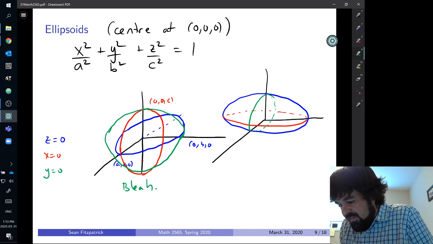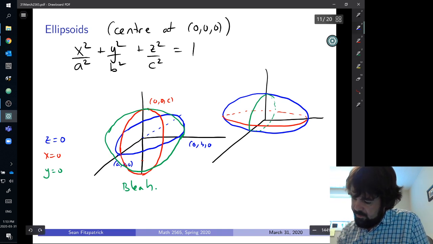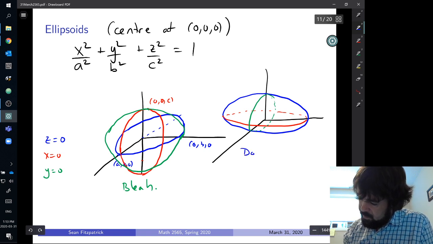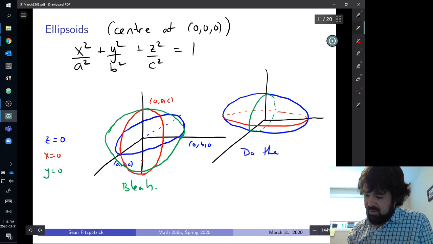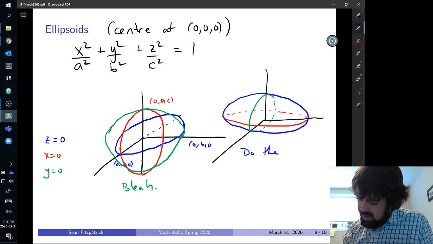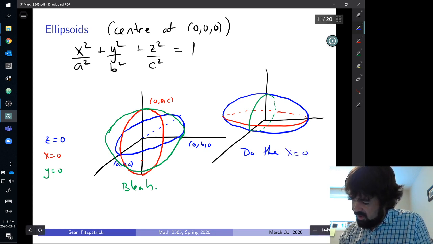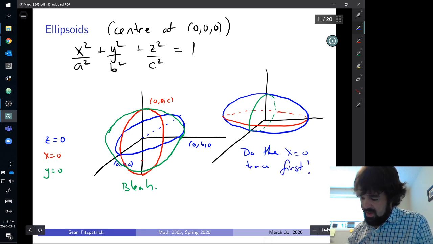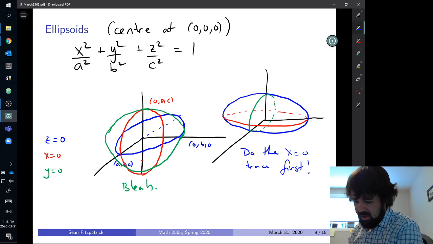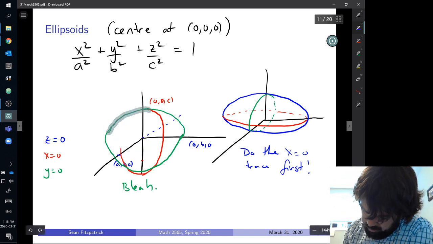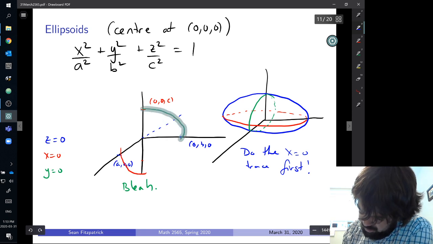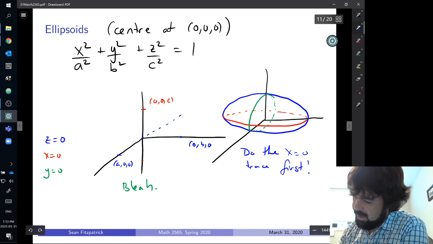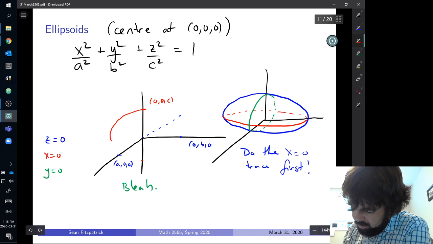It's hard to do it if you don't draw the yz one first. So do the x equals 0 trace first. That's going to be the easiest one to do. Otherwise, you end up with a disaster like I have over here. You can always try it again, but it's always a mess. So you do kind of this one.